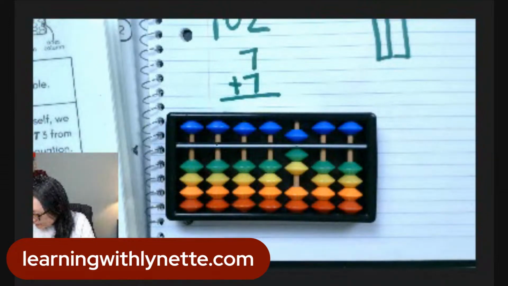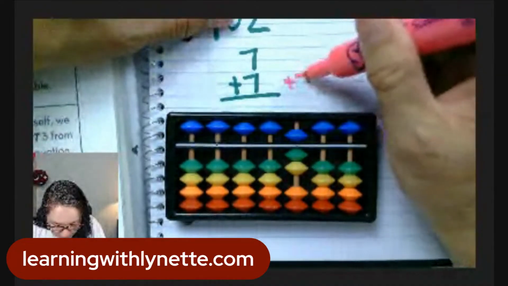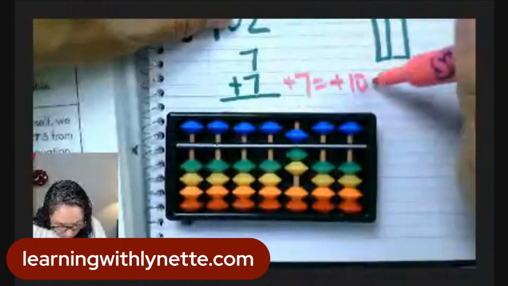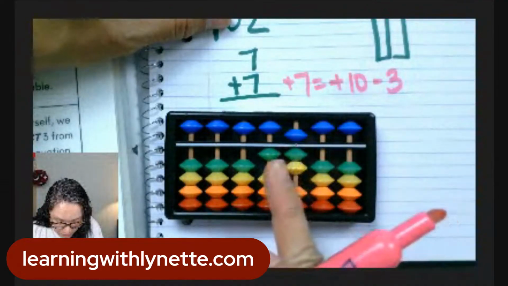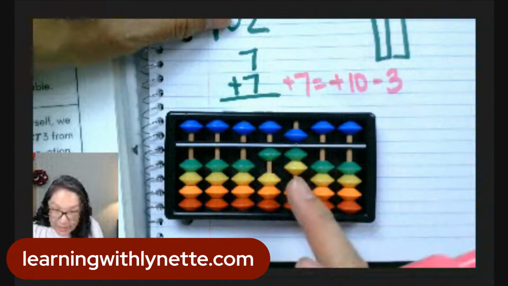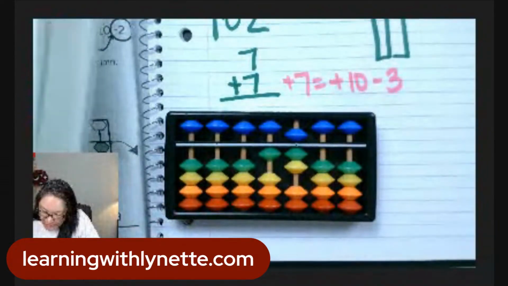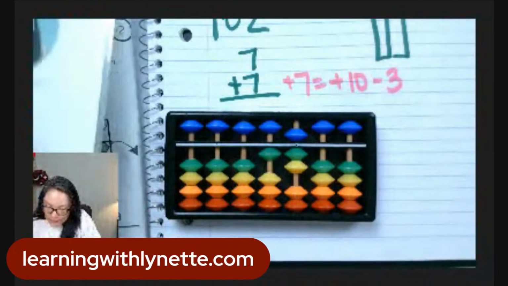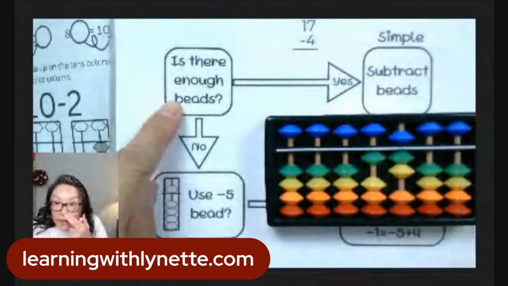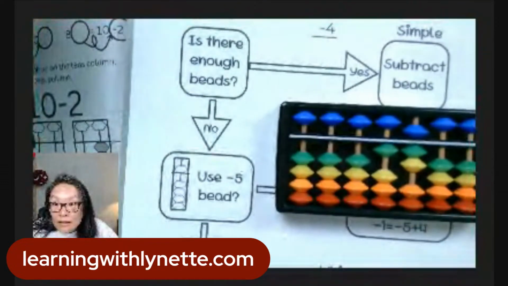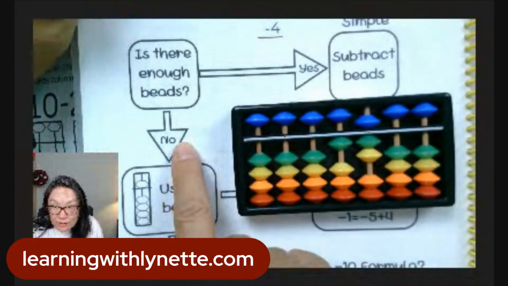So we do plus 7 is equal to plus the 10 minus 3. Plus the 10, right? 0, 1. Plus the 10 minus 3. Wait, can I minus the 3? That's the question. Can I take away the 3? No, I can't take away the 3.